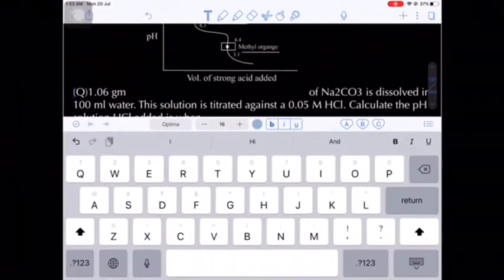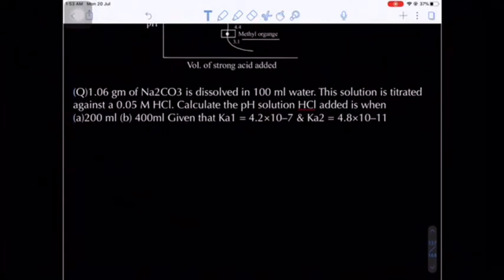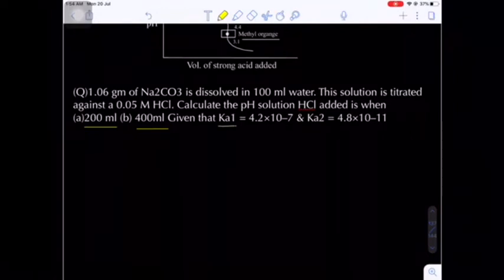Okay, now here we have one question. What is the question here? 1.06 grams of sodium carbonate is dissolved in 100 ml of water. Okay, this solution was titrated against 0.05 molar hydrochloric acid. Then calculate the pH of the solution. Okay, HCl added is 200 ml and 400 ml. When 200 ml of hydrochloric acid is added, we have to find the pH, and when 400 ml of hydrochloric acid is added, then we have to find the pH.